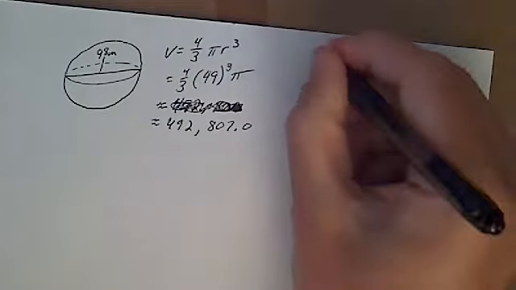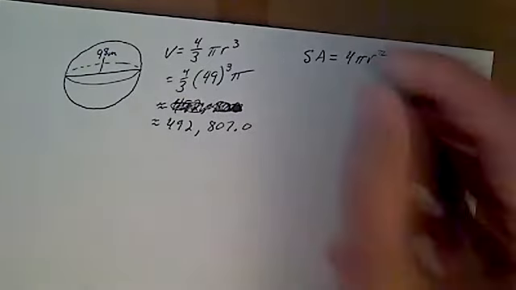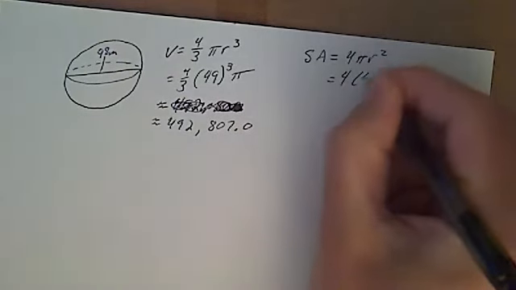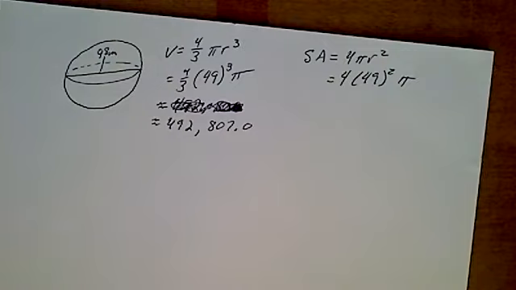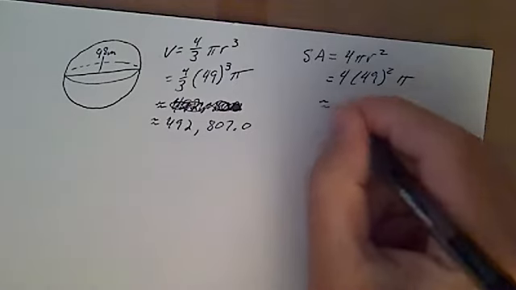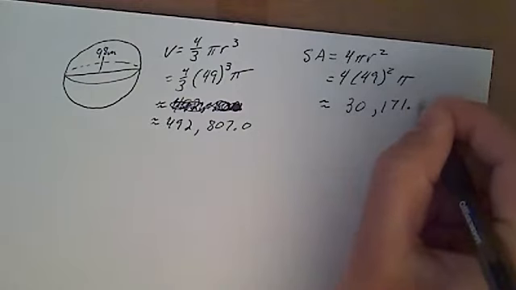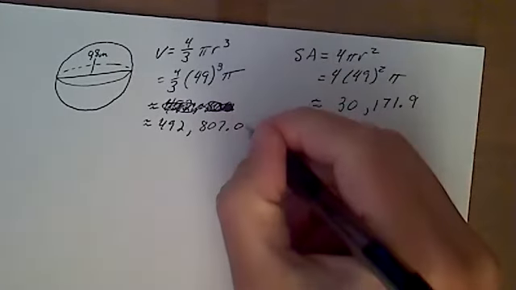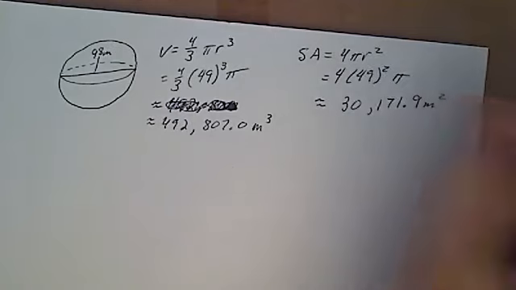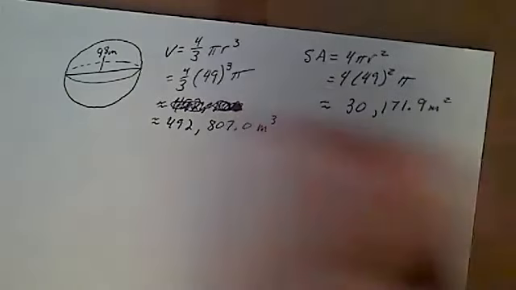What if we wanted surface area? Surface area is 4 pi r squared. It's 4 times 49 squared pi. Which is about 30,171.9. Now, in your answers, you won't have to do this. Volume, this is meters cubed, this is meters squared. Something you should know, but isn't specifically tested on today's quiz.